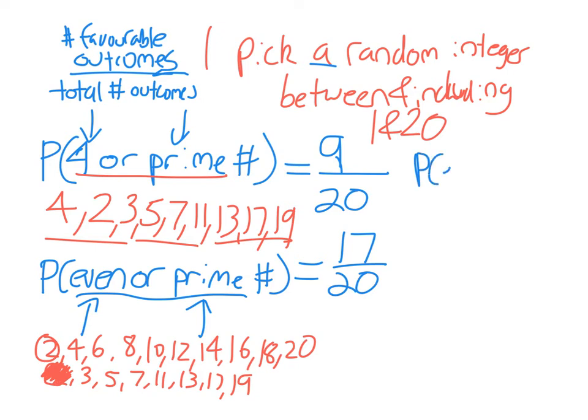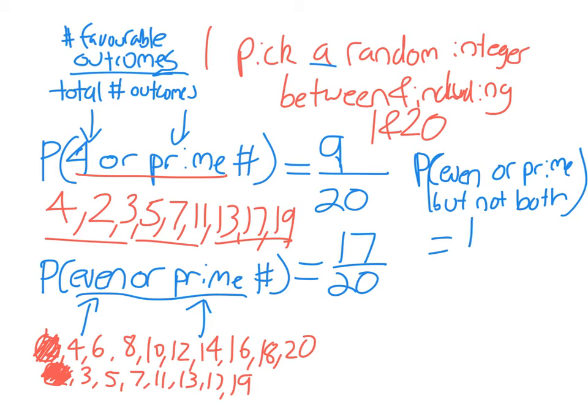You might get a question that says, what's the probability I pick an even or prime, but not both? So in this case, I want to pick a number that's even, a number that's prime, but I do not want to pick one that is both even and prime. So this time I don't want to include 2 at all. So I need to get rid of those possibilities. And that would leave me with 16 favourable outcomes out of 20, which is 0.8 or 4 over 5.